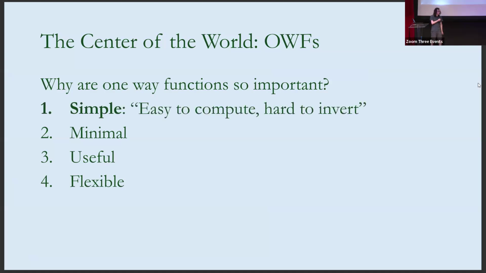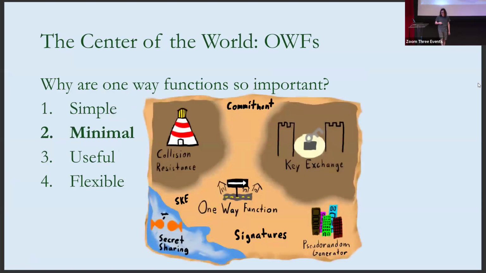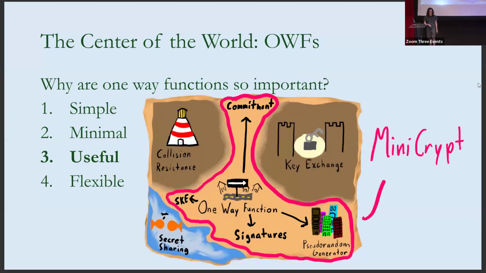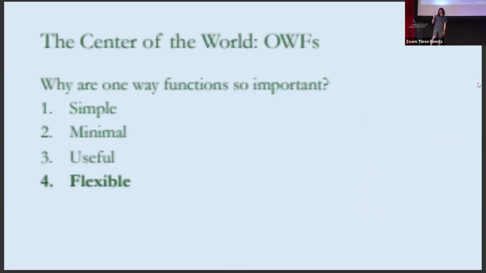By simple, I just mean that the definition is easy to state. A one-way function is a function that is easy to compute and hard to invert. By minimal, I just mean that one-way functions can be built from basically anything. They're downhill of essentially every cryptographic primitive. One-way functions are also useful. They can be used to build a whole bunch of cryptographic primitives, for example, everything in minicrypt. And finally, one-way functions are also flexible.